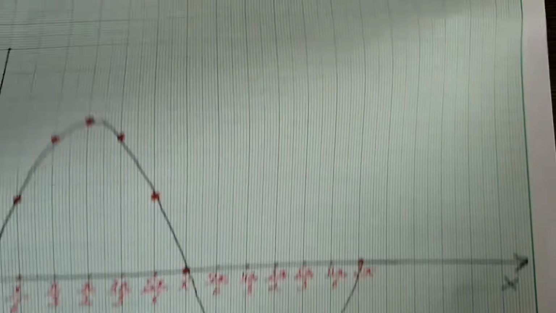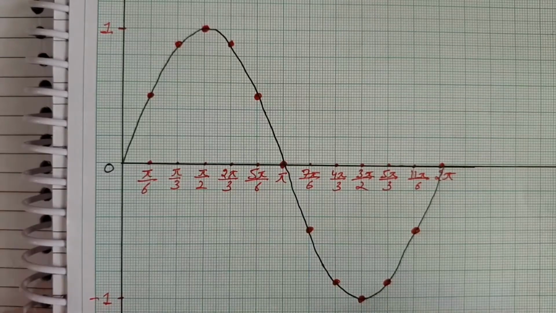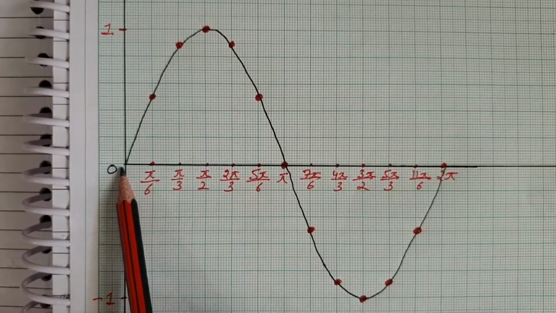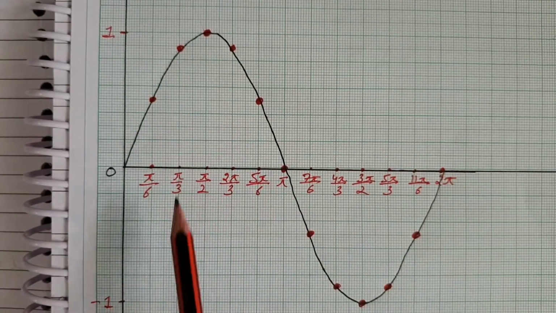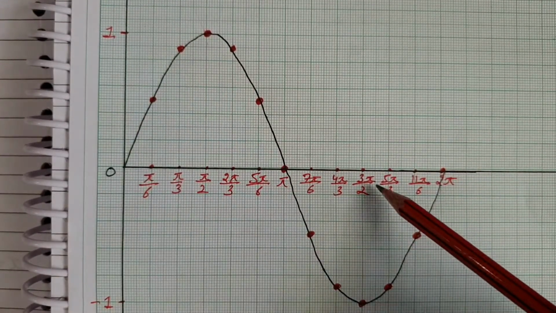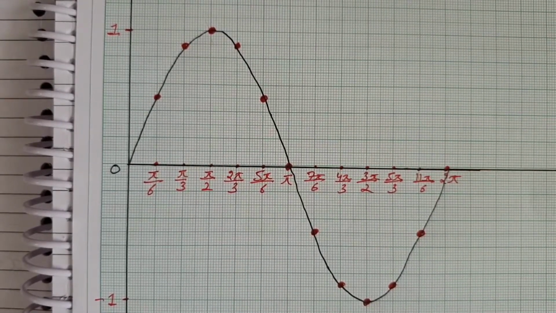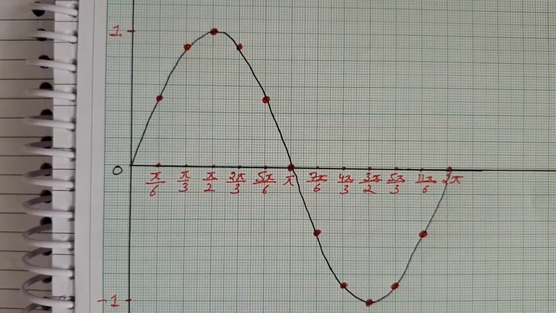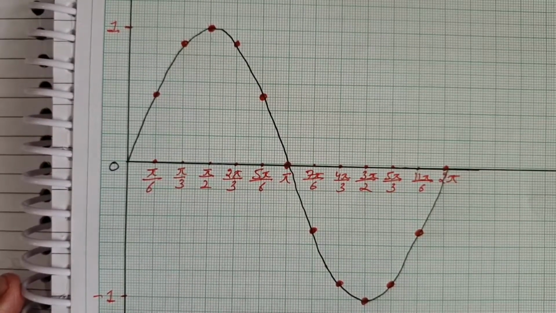Now if you plot the points, you get a graph like this. As you can see, sine 0 is 0, sine pi is 0, sine 2 pi is 0, sine pi by 2 is 1, sine 3 pi by 2 is minus 1. So, this is the graph of sine x, in which you can see the range is from 1 to minus 1.